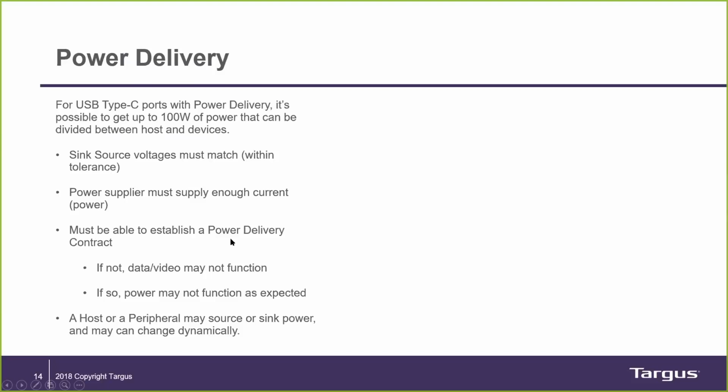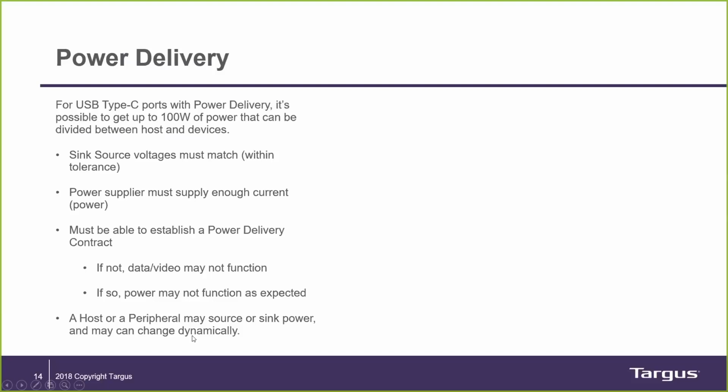And then you must be able to establish a power delivery contract. As simple as that sounds, you must be able to what we call PD. If you don't PD, your data and video will not function, as I mentioned earlier, when you're in some of the alternate modes. So very important to be able to PD. Even if you do PD though, your power may not function as you expect. And we see this a lot with power pass-through.